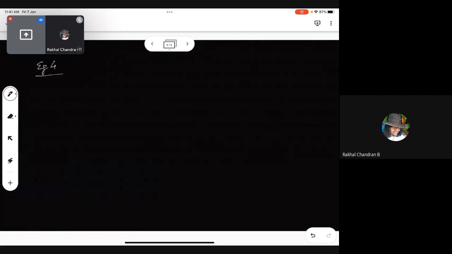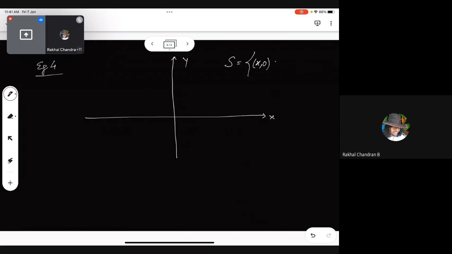Example 4. The set S is {(x, 0) : x in R} union {(0, y) : y in R}. So these are the axes, the union of two axes. So is it a topological manifold?